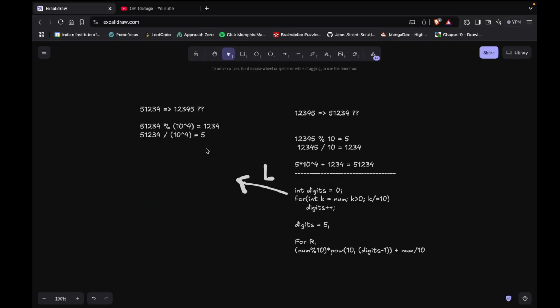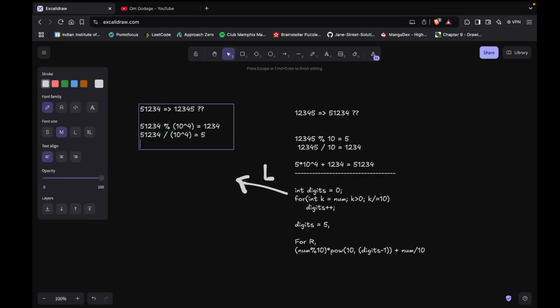And once you've gotten these two numbers, you just have to do 1234 multiplied by 10 plus 5, which will give you 12345 as you wanted. Okay, so let's say you've gotten digits similarly as you got them over here for L as well. So your digits will be equal to 5.